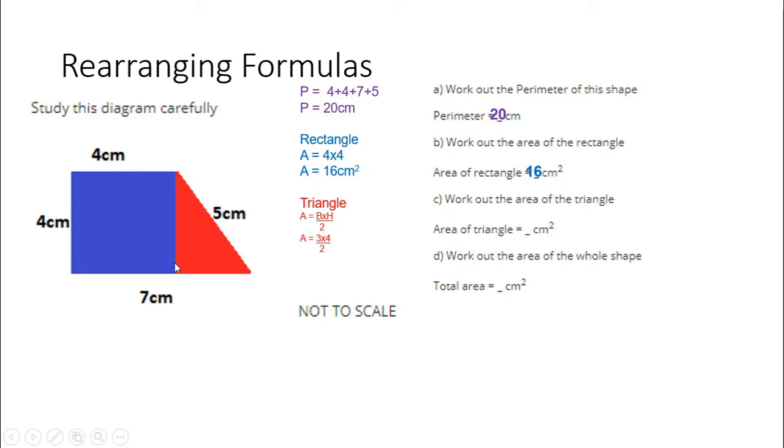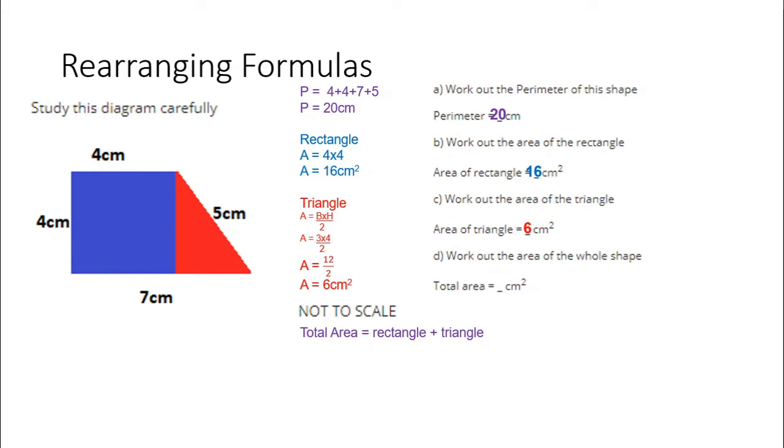So that's 3 times 4 divided by 2. And that works out to be 12 divided by 2, which is 6 centimeters squared. So the area of our triangle is 6 centimeters squared. Now to work out the area of the whole shape, we've got the area of the rectangle, that's the 16, that's this area here. And we've got the area of the triangle, if you've got that correctly, that's the 6, that's this red area here. The total area will be the sum of the two.